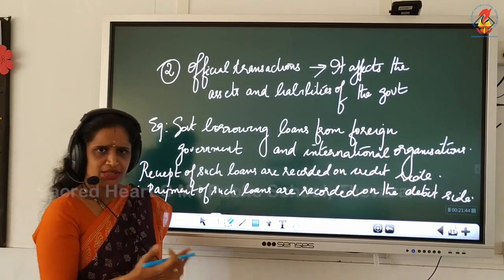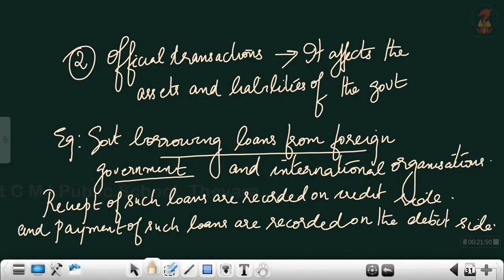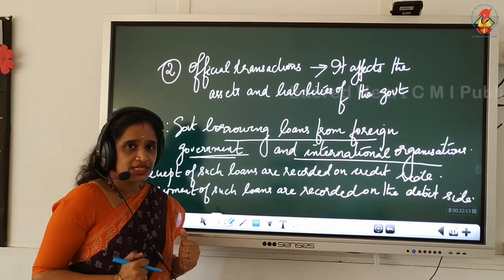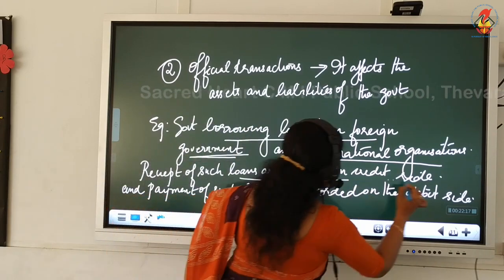For example, the government borrowing loans from a foreign government. You have very well learned in the government budget that the government also will borrow loans from foreign governments as well as from international organizations like the IMF, World Bank, etc. You know it very well. When the government faces a deficit, it borrows. So when the government borrows these loans, it will be a receipt for the government. At that time, it will be a great help for the government, so it will be recorded on the credit side.